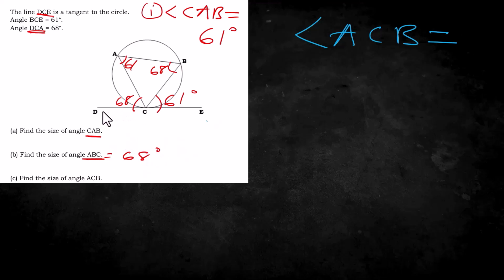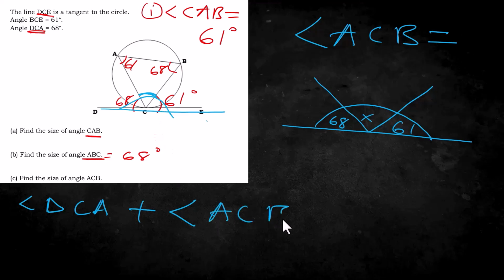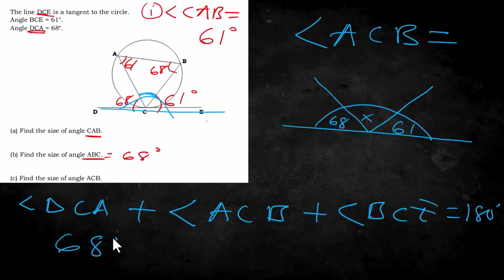All right, now let's find the size of angle ACB. Remember that to find angle ACB, that is this side, this is a straight line, so we have angles on a straight line. We have 68, this side is unknown, and we have 61. Angles on a straight line add up to 180. So angle DCA, that is 68, plus angle ACB plus angle BCE will give us 180 degrees. So 68 plus angle ACB plus 61 equals 180.